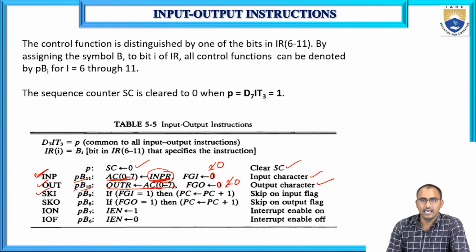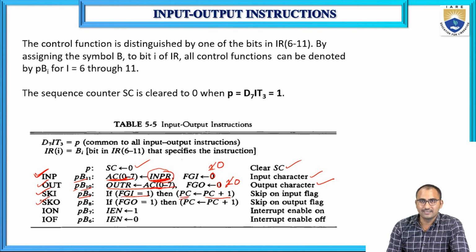And third one, SKI, skip on input flag. This SKI will execute during PB9, and if FGI is equal to 1, meaning the input flag is equal to 1, then we have to skip the instruction. So how can we skip the instruction? By incrementing the program counter. So PC plus 1. After incrementing the value, the incremented value will be loaded into the program counter itself.